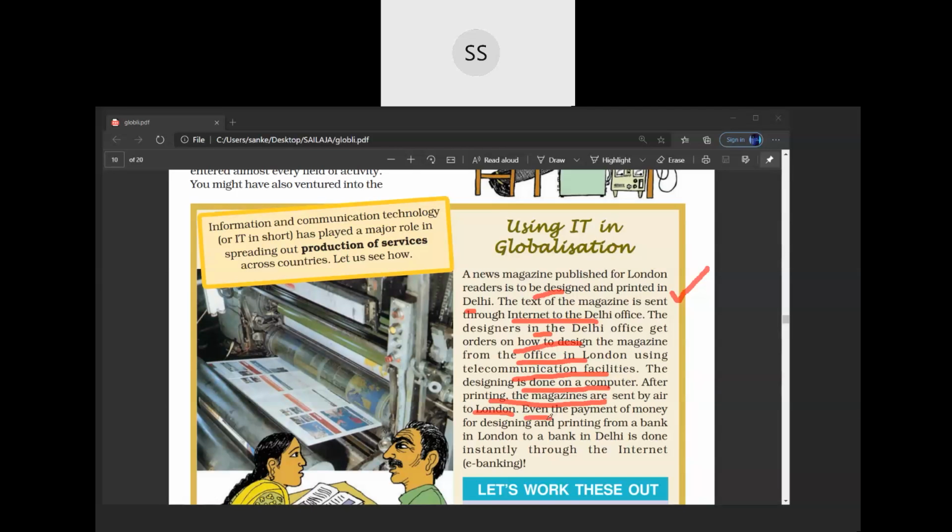Even the payment of money for designing and printing from a bank in London to a bank in Delhi is done through the e-banking system. Today, if I have to pay any kind of fees, I don't have to go to any bank or any institution. I can sit at my home and easily do e-banking, through which I can pay anybody in the world also. So that's how this IT sector is used in the globalization process.